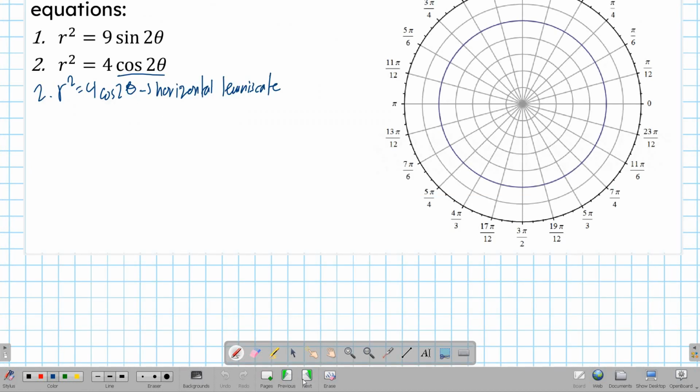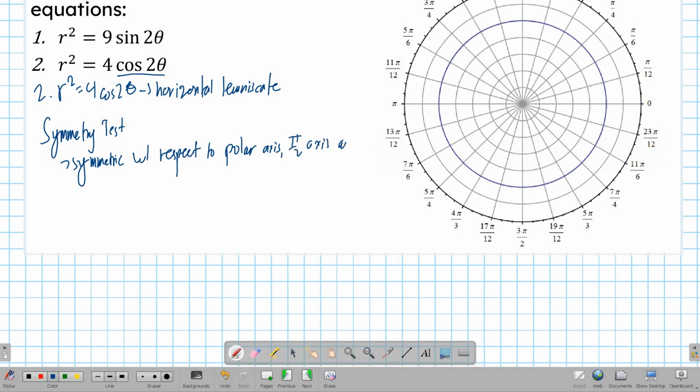So, I leave the computation to you for this, and actually the computations are quite easy, because if we're going to double check the symmetry test, I leave the computation to you, but if you're going to compute for this, it is actually symmetric with respect to polar axis, pi over 2 axis, and pole. I leave the computation to you, which is relatively easy.